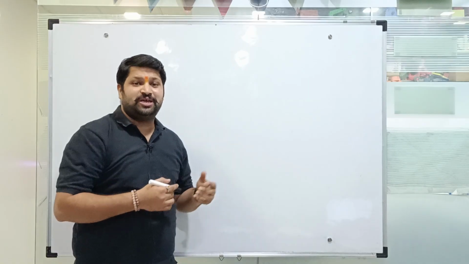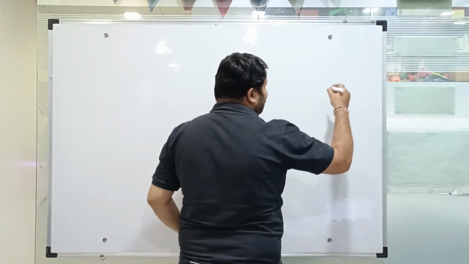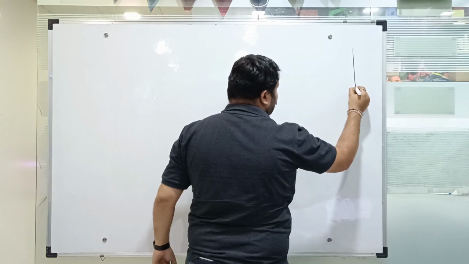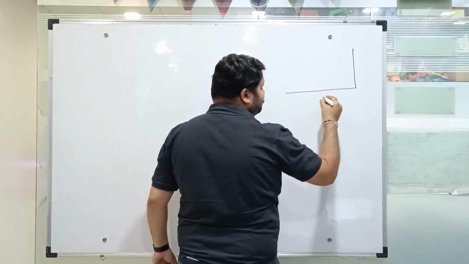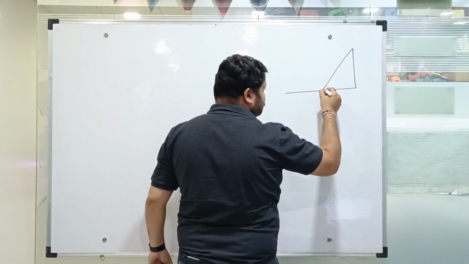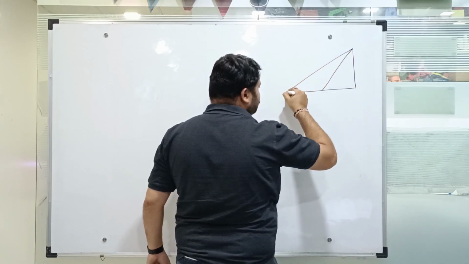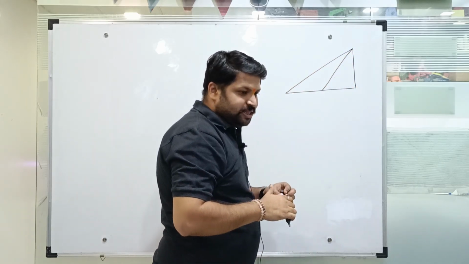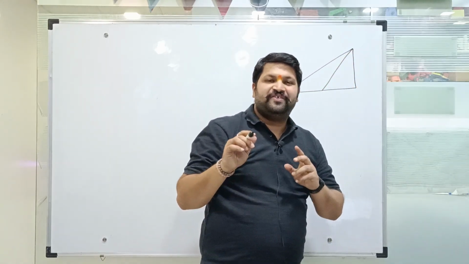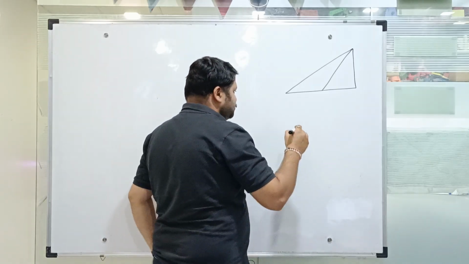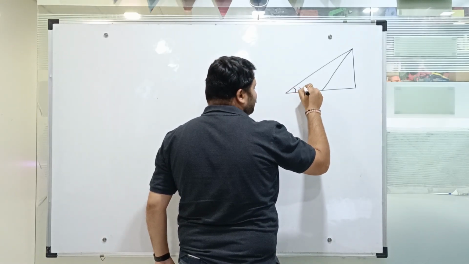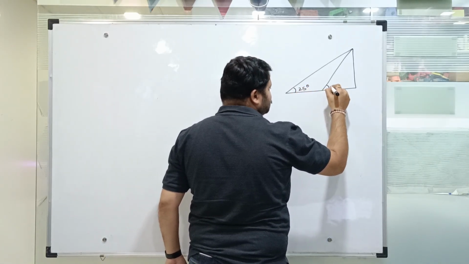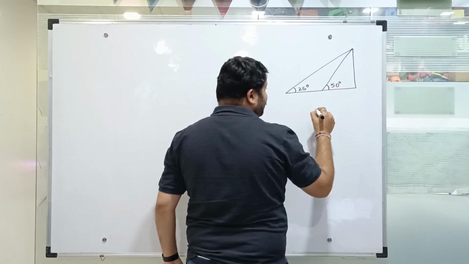Now let us depict the given example. We have a tower here and then we have two people standing. One is here somewhere, one is here somewhere, and they are making an angle of 25 degrees and 50 degrees. So this guy here would make an angle of 25 degrees, angle of elevation, and this guy is making an angle of 50 degrees.